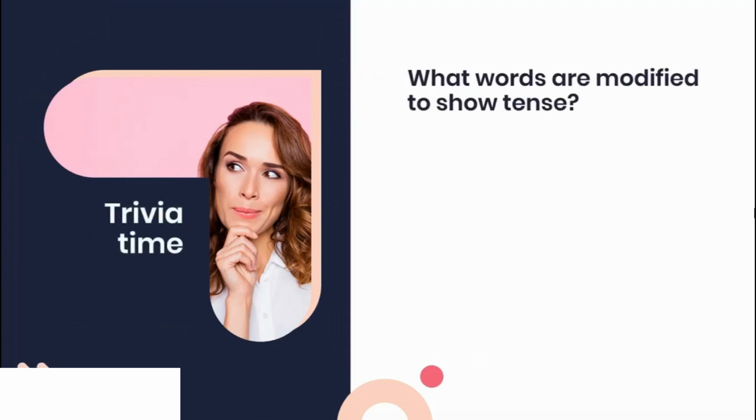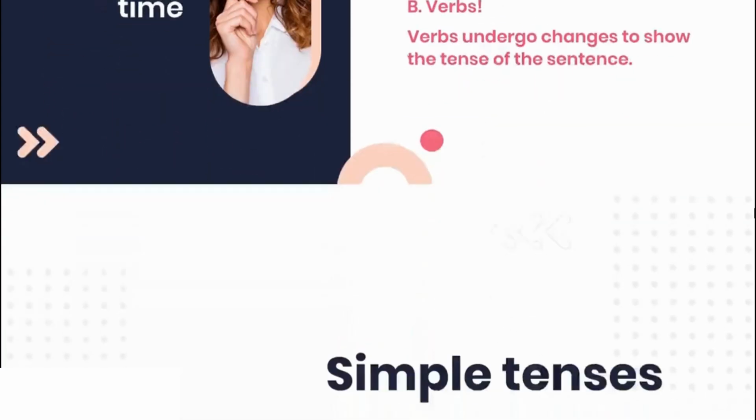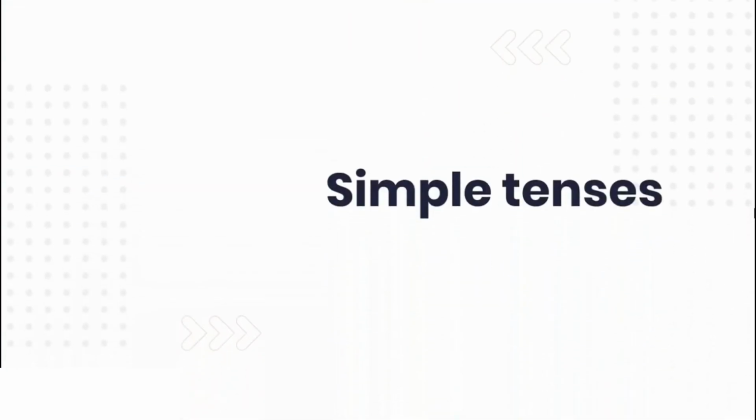Before we begin, do you know what words are modified or changed to show tense? Is it A, nouns, B, verbs, or C, adverbs? It's B, verbs. Verbs undergo changes to show the tense of the sentence. In this lesson, you will see how verbs are modified to show tense. In our first core topic, we will cover the simple tenses.